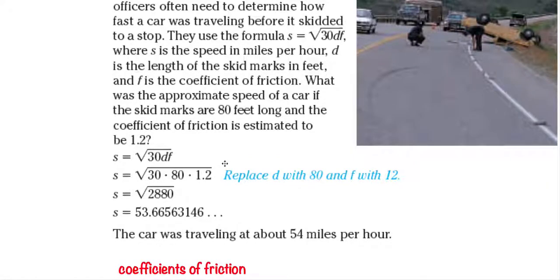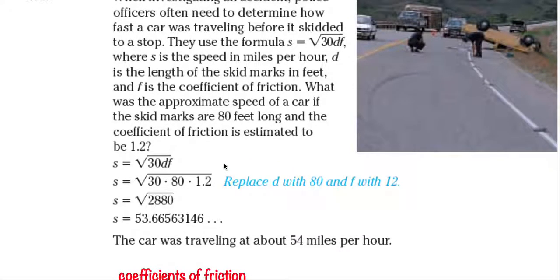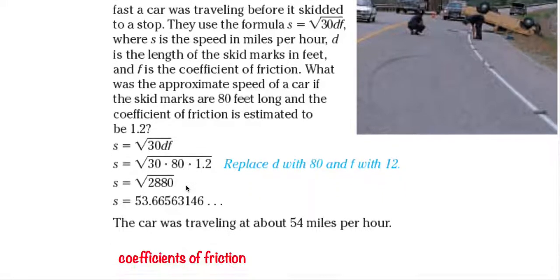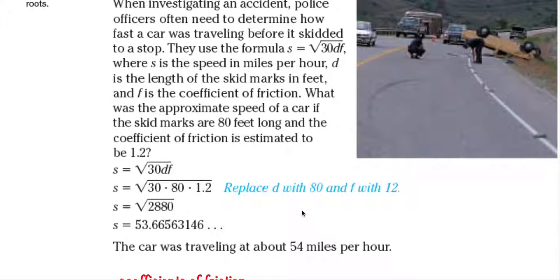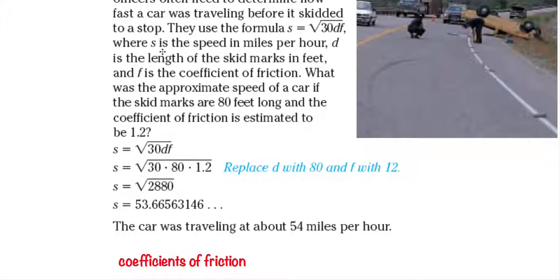So we go back to our problem. S equals radical 30 d times f. Substitute the values: 80 is the length of the skid mark in feet, and the coefficient of friction is 1.2. So it becomes radical 2880. Using a calculator, you end up with this number, and the car was traveling at about 54 miles per hour. That's how they find out how fast the car was traveling, and also one way of determining if a car is at fault or not.